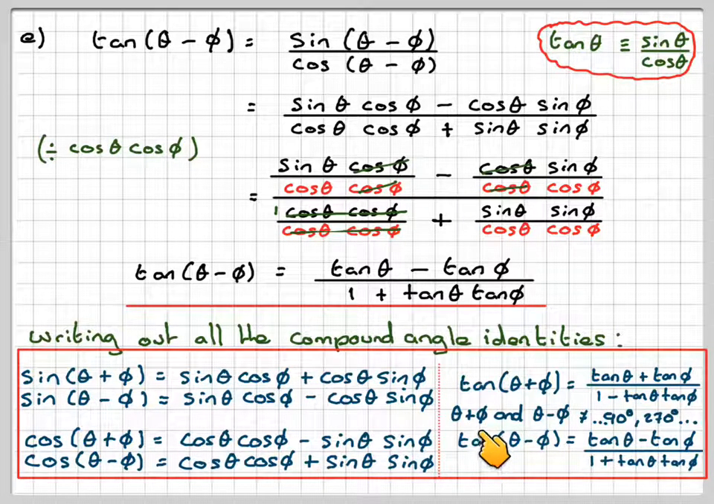Also need to remember that in these cases theta plus phi and theta minus phi cannot be equal to 90 or 270, because that's where the asymptotes appear on the tangent graph. Okay, so this has been a video to show you how to get to the proofs of the compound angle formulae. I hope you've understood.